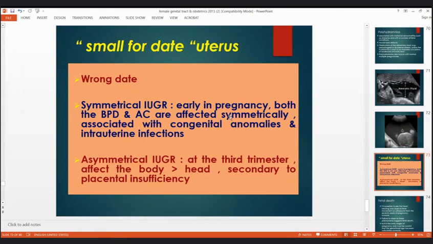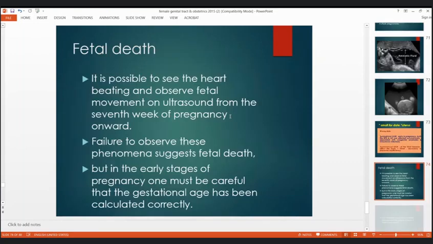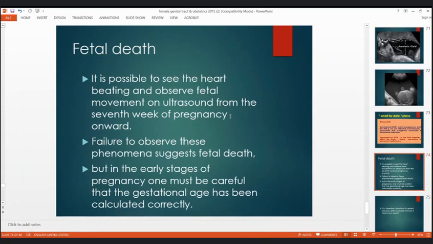While the asymmetric IUGR is generally diagnosed at the third trimester, it means that it affects the body more than the head and is usually due to placental insufficiency. So if we measure the biparietal diameter and it gives us about 36 weeks gestation, and we measure the abdominal circumference and it gives us about 32 weeks gestation, we know that we are dealing with asymmetric IUGR.